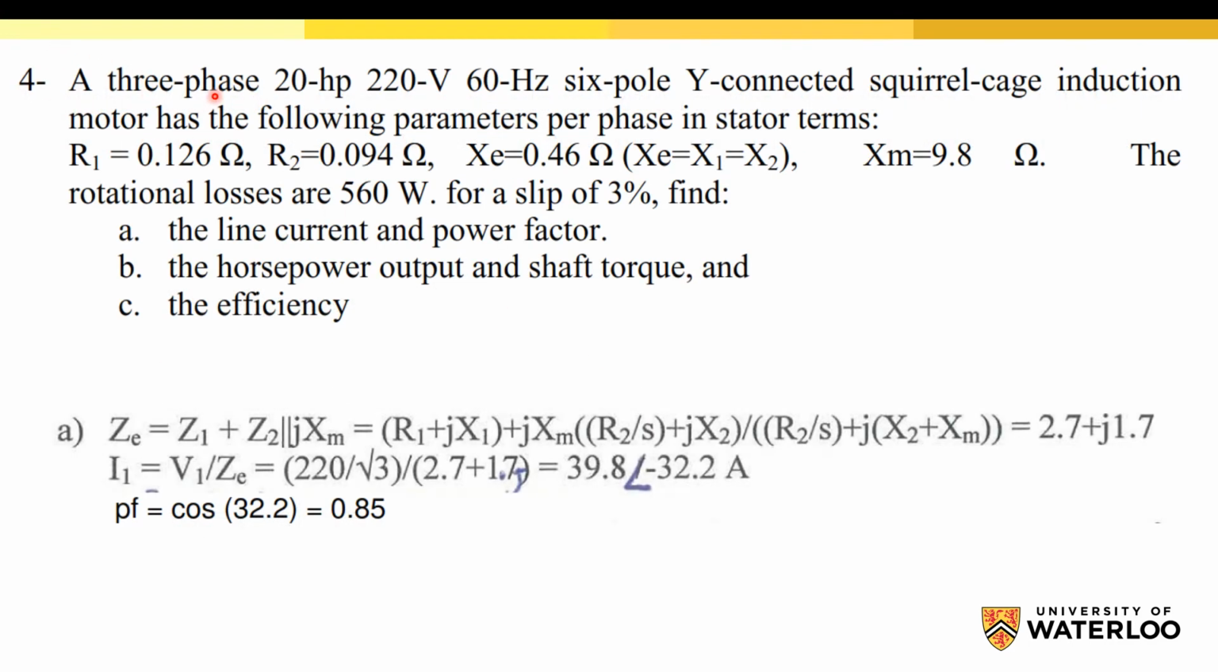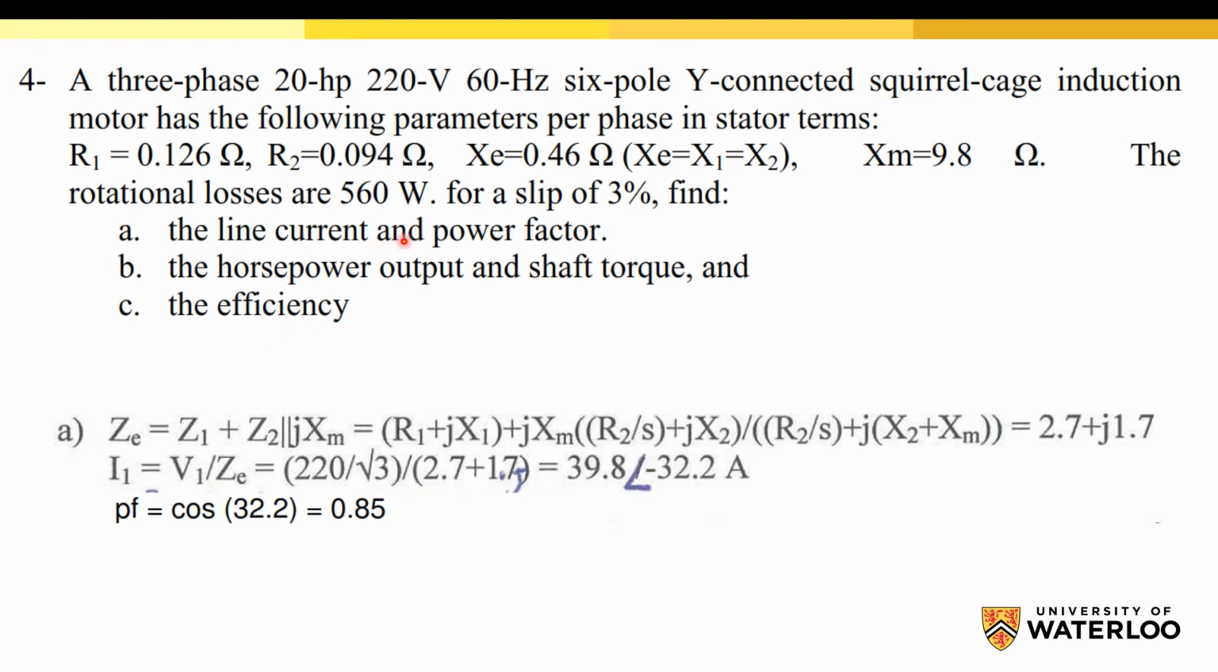In question 4, a 3-phase 20 horsepower 220 volt 60 Hz 6-pole Y-connected squirrel cage induction motor has the following parameters per phase in stator terms. So we know R1, R2, X1, X2, XM, and the rotational losses, and also the slip. And it's required to calculate the line current and power factor, the horsepower output and shaft torque, and finally the efficiency. So this is a very important question.